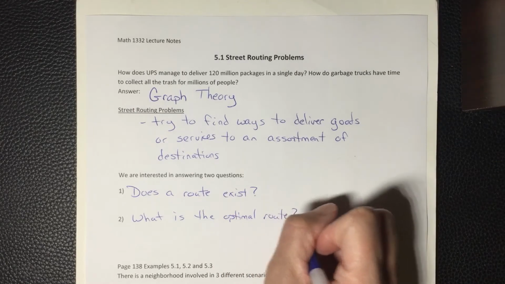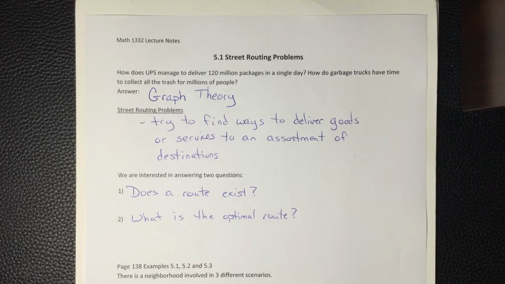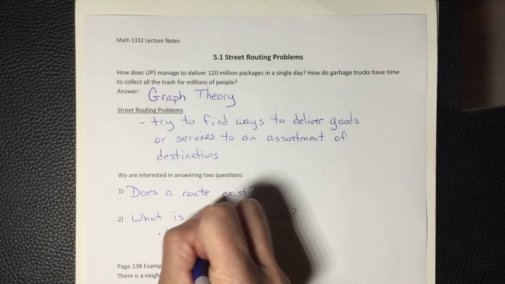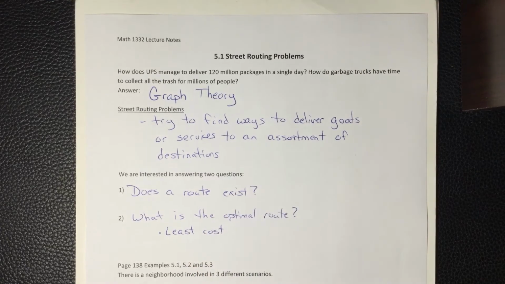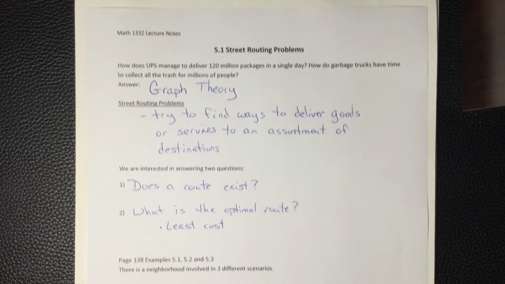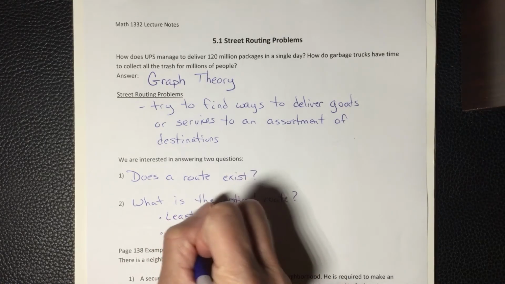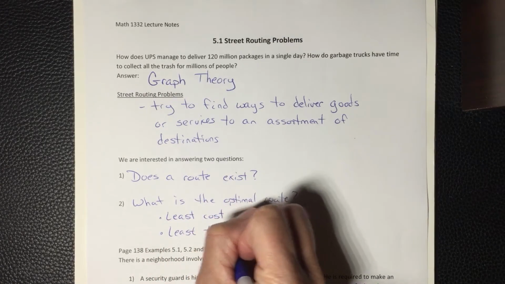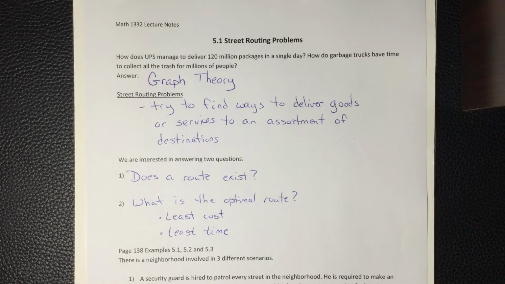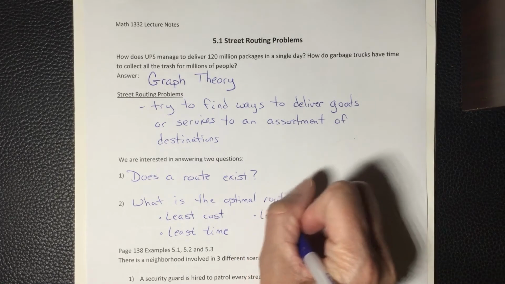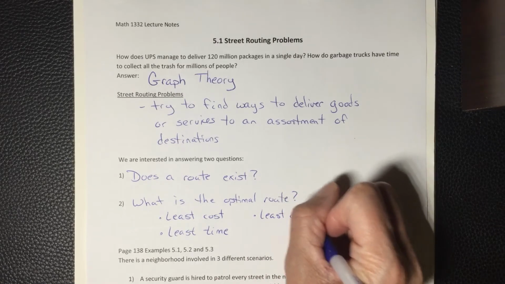Now the word optimal doesn't necessarily mean cost. It could be the least cost, right? So we always want to save money. Now, when I try to run all my errands around town, I am interested in the least time. I don't care if I drive a couple of extra miles. I want to get my errands run as quickly as possible. So for me, the optimal route would be the least time. And you might also be interested in the least distance.